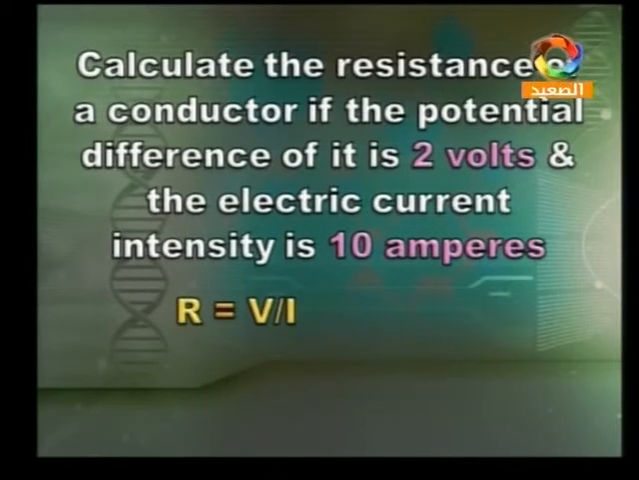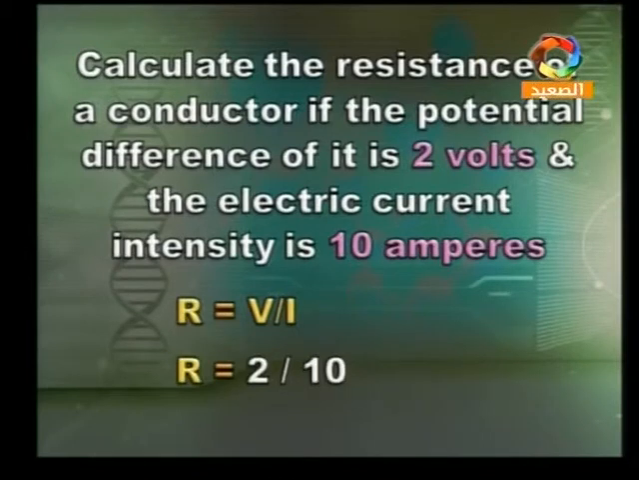Let's see the 2 volts. The 2 volts divided by the 10. The result directly will be what? It will be 0.2 ohm. This is the symbol of ohm. You can write the symbol of ohm like this or as OHM. So here, R equals 2 divided by 10 equals 0.2 ohm.